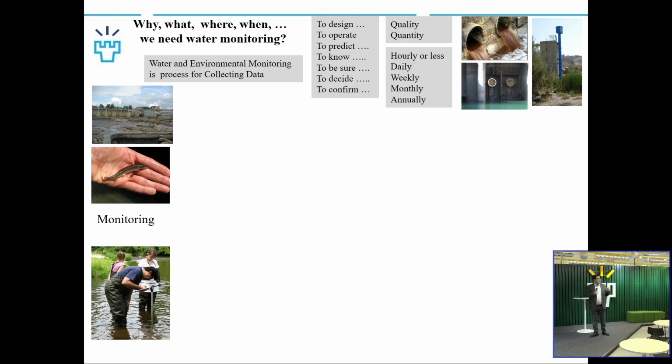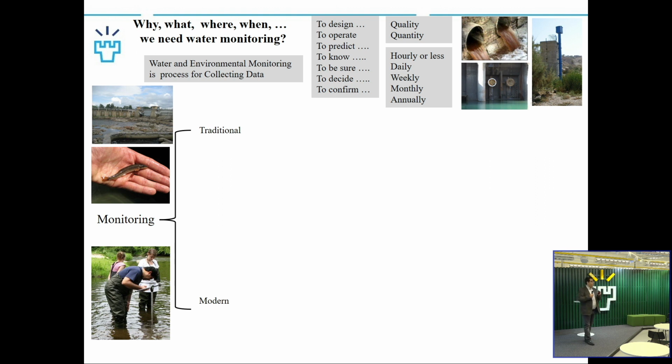So we measure water quality and quantity in different time scales, from hourly to annually, as I mentioned here. But we have two different ways of monitoring the water system or environmental system. One is the traditional way that I mentioned here, and the other is the modern one, related to digitalization and automation in the system.